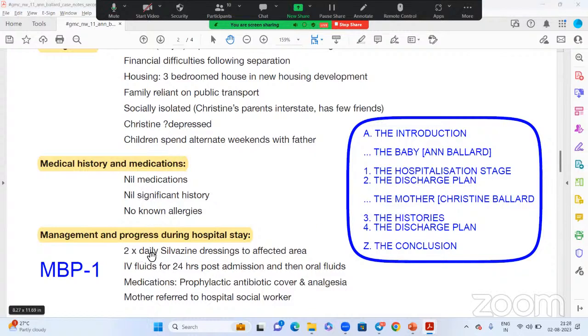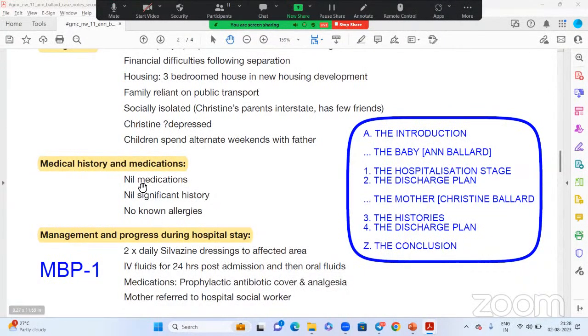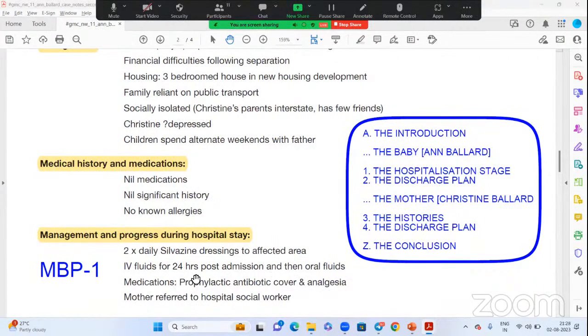Now 3 points are there. Twice daily silvazine dressings to the affected area. So this you have to write. Now here you can see no problem is there for the child. She's going on well, recovering well. That's why she is discharged. So now you are going to write this one. So hospital stay, there are no problems. Dressing changes are going on fine. Intravenous fluids, then oral fluids, then medications, everything. There is no complication. So you can say like this.